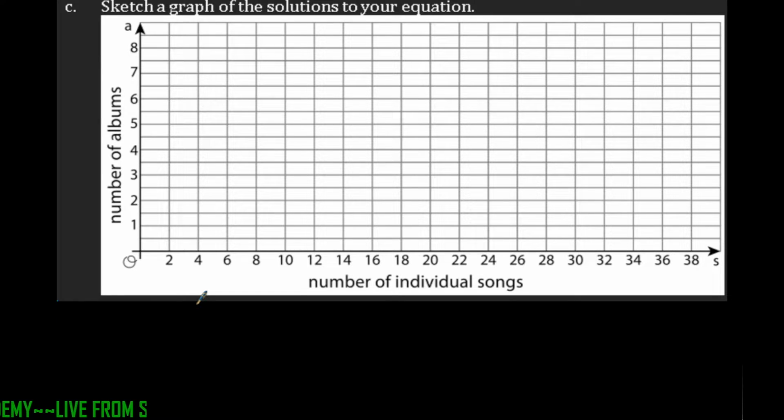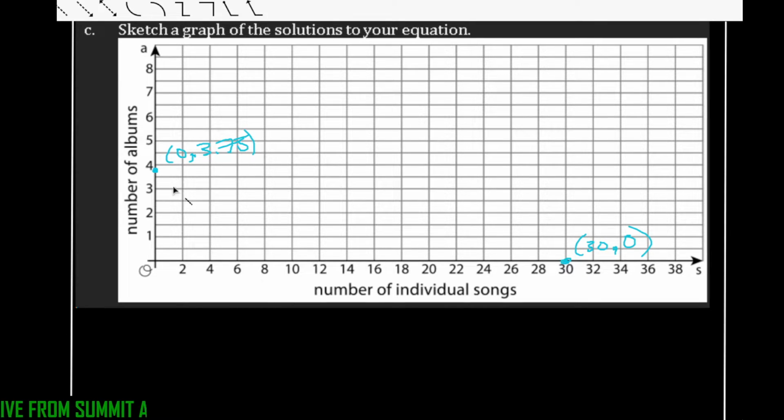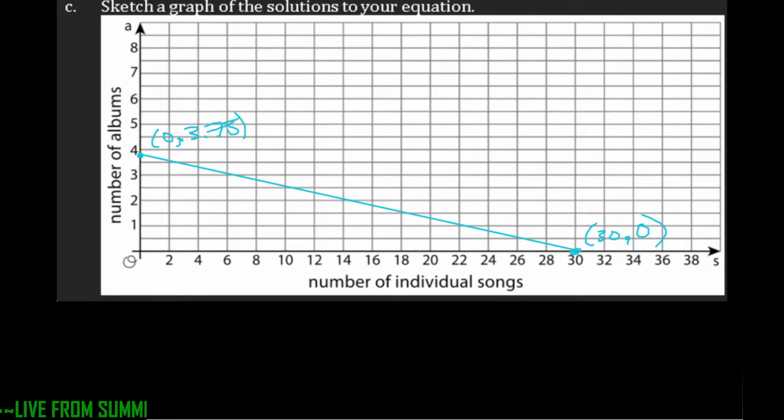So now on here, let me graph that out. I'm going to say about right here is (0, 3.75), and my bottom number is (30, 0). Then I can draw the line connecting those two. So let me connect those two. You can use a ruler yourself to draw that straight line. So it should be something like that.